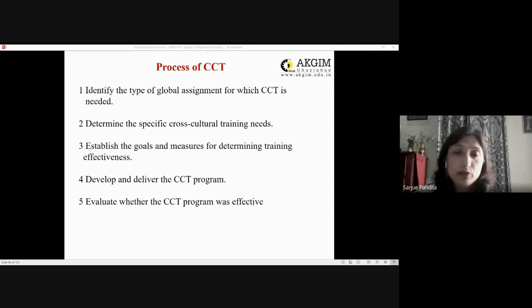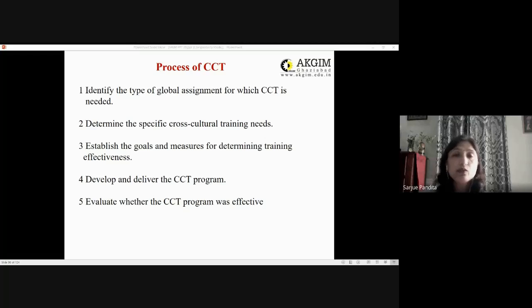So you need to establish the goals, then develop and deliver the CCT program. Now here is where you are actually delivering the cross-cultural program. Once the training needs have been determined and translated into short-term and long-term goals, the next step is to develop and deliver the training program, which will be achieved through training goals.